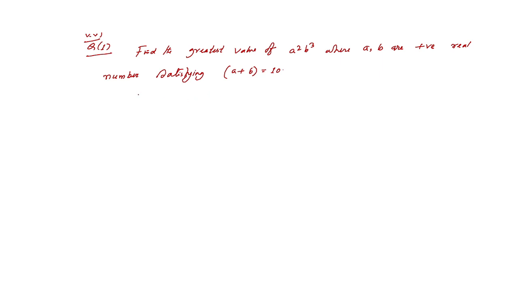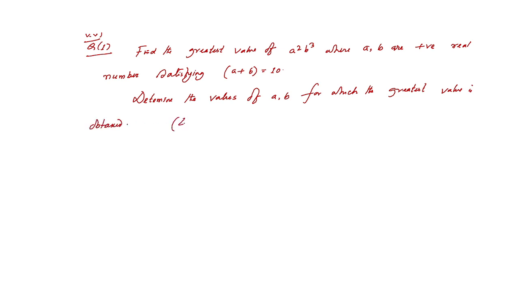And the question is also to determine the values. The second part of the question: determine the values of a and b for which the greatest value is obtained. So this is basically a 4 plus 1, so a 5 marks problem. That means here we have to find the maximum value of a square b cube with some constant.